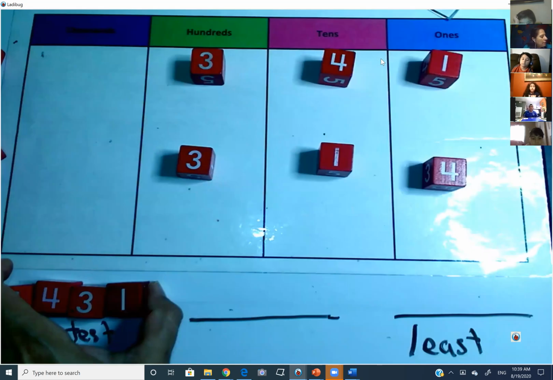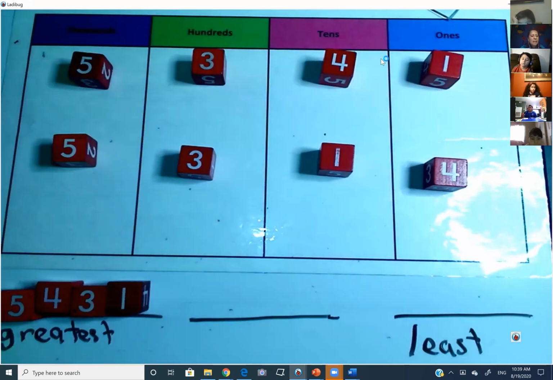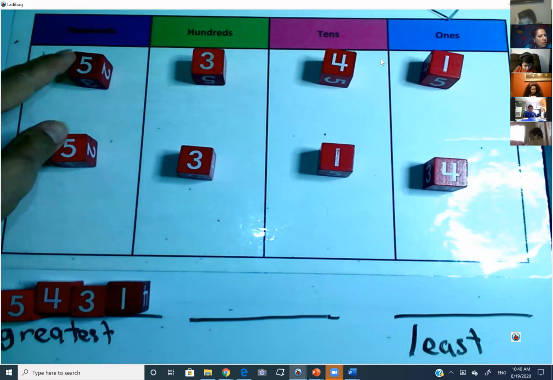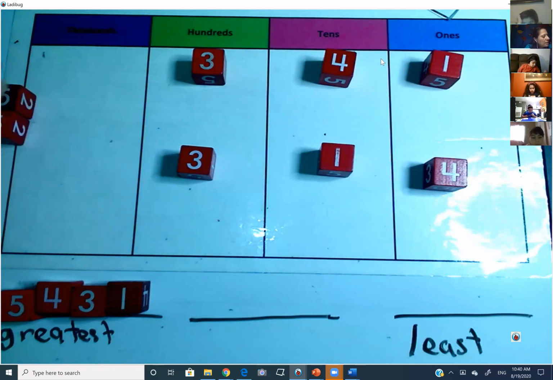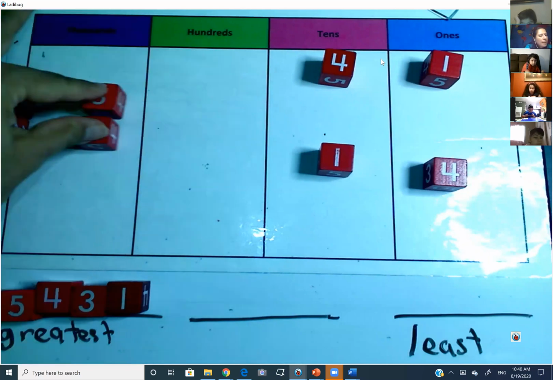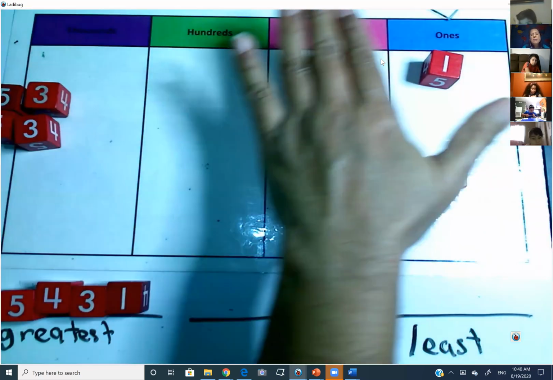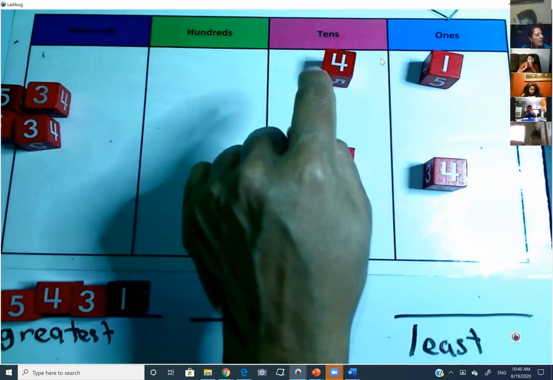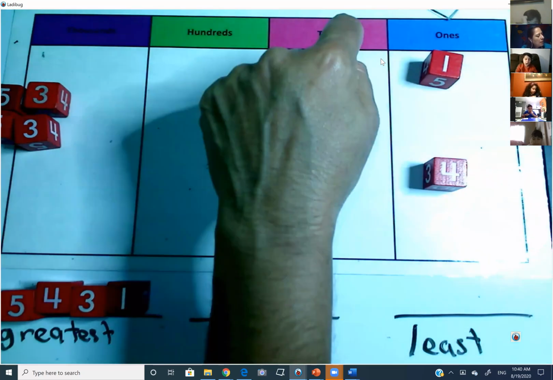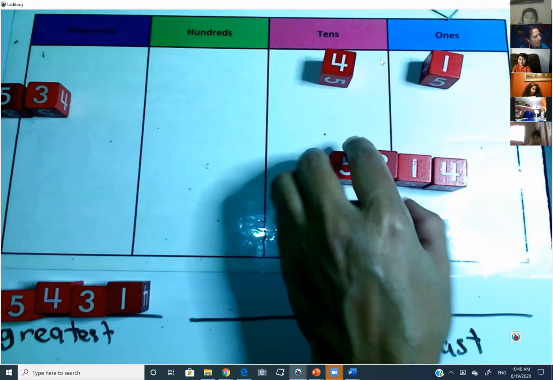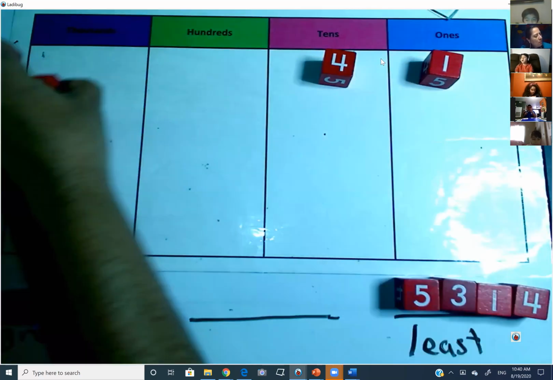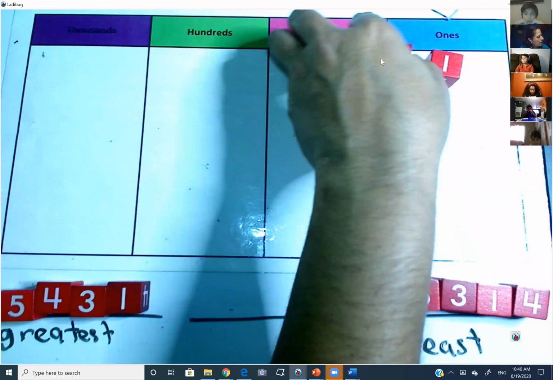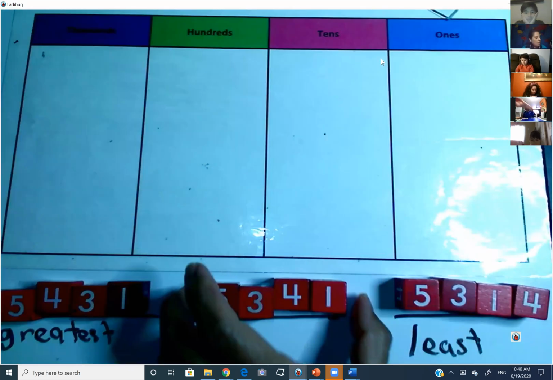Now I have two numbers left. And now I need to find the least. When I find the least, I'm going to know which one is going to be my middle number. So 5,000 is the same, and 300 is the same. But now I'm going to the tens. In the tens place, I can see that the least number is the 1 because 1 is less than 4 tens. So that means 5,314 is going to be my least number, and the mid number is going to be 5,341.